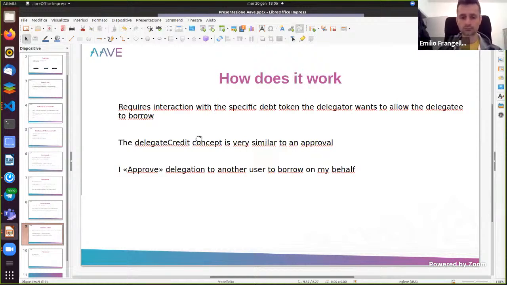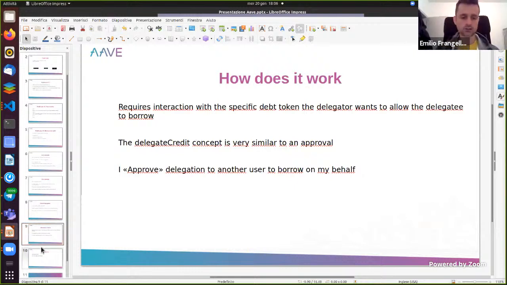So this is essentially the heart of the credit delegation function, and this is why it is so powerful, because you can do a lot of stuff without any friction and on behalf of another entity that is providing you debt. And all of this does not require further interaction from the delegator, that is the person that is giving you the allowance to borrow.